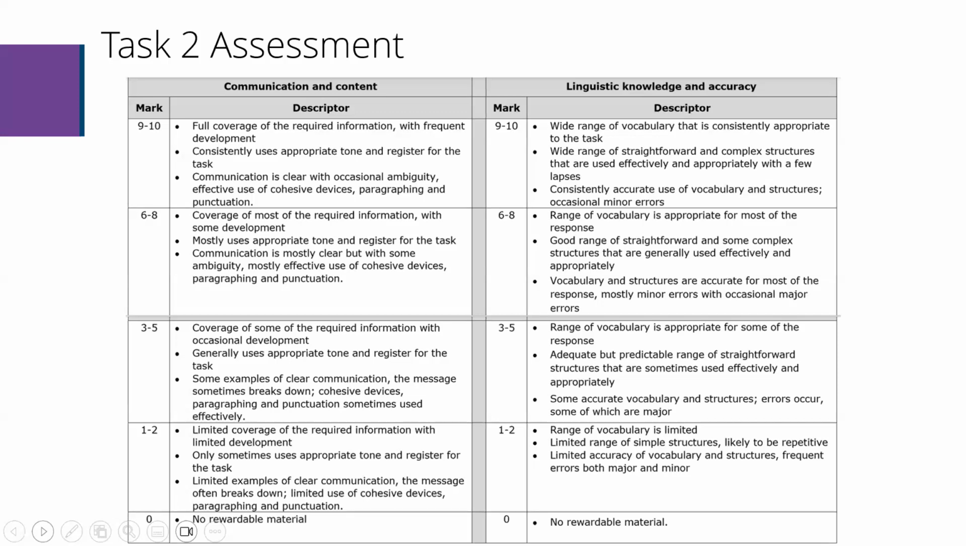And for the range of vocabulary: consistently accurate language, consistently accurate vocabulary, straightforward and complex structures, and consistently accurate use of vocabulary and structures with only minor errors. So in the linguistic knowledge and accuracy, we're looking for range of both vocabulary and structure, and we're also looking for accuracy. So it's quite important to think about those elements. Don't, as a teacher as well, neglect the idea of range.